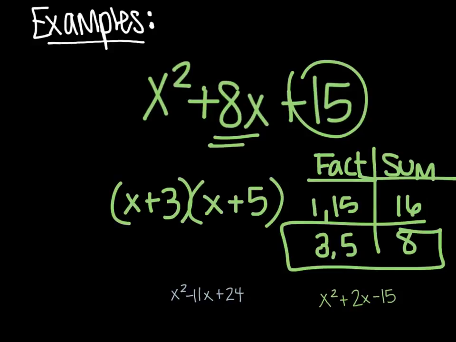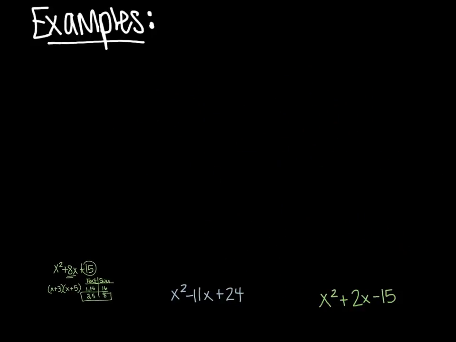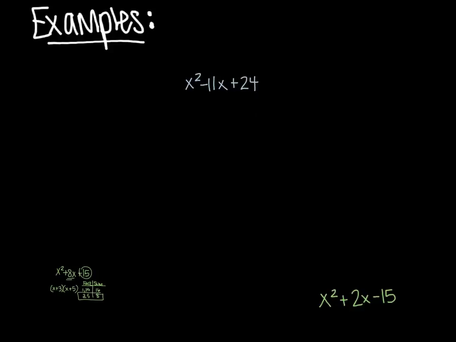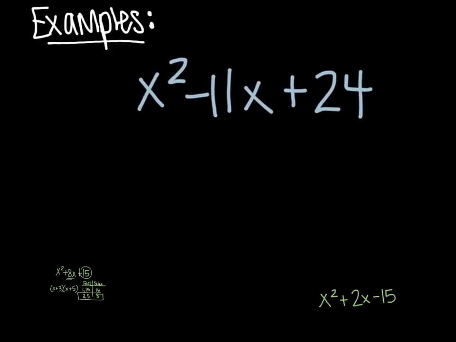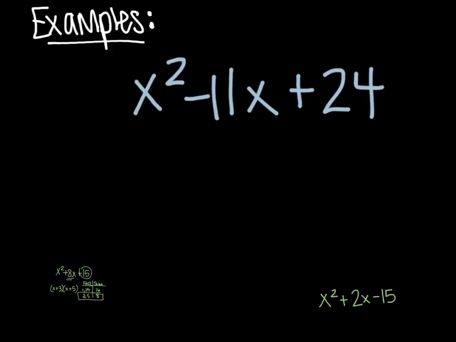Now you can flip-flop your binomials around and say x plus 5 and then x plus 3. It doesn't really matter. Here's another example. This one's just slightly different because if you notice, the b term is actually negative instead of positive this time. What happens here, you're still going to make your table of factors and sums of 24. So I'll just make a quick table.